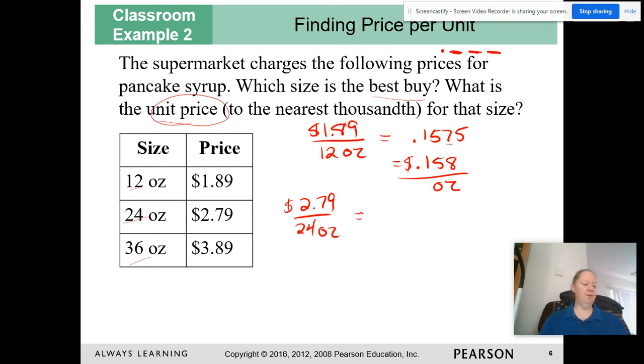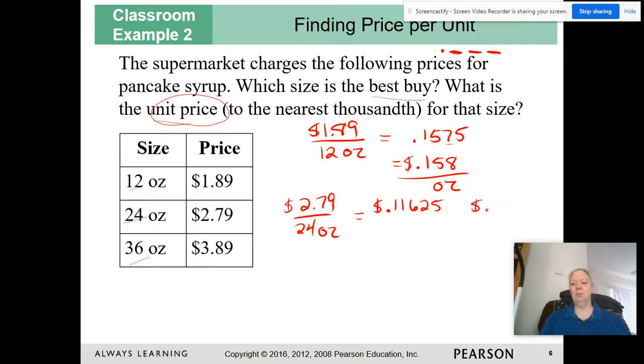And by the way, if you think this is one of those things that nobody ever does, I don't know about anybody else, but I actually compare the unit price all the time. And usually the larger size is the better buy, but not always. Sometimes they have a sale going on or whatever. I don't know. But we're going to round to 3 decimal places.